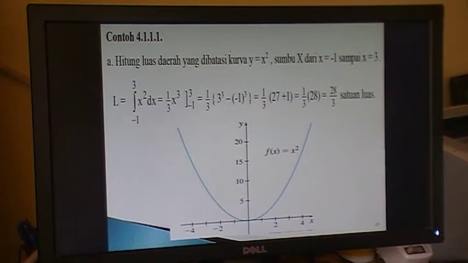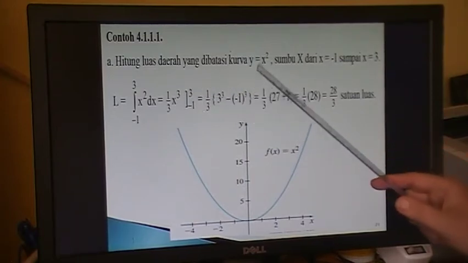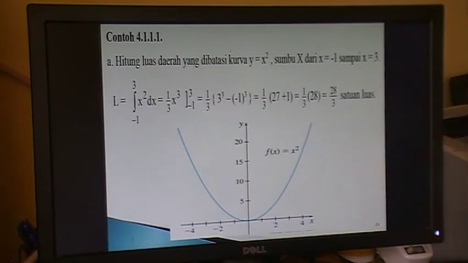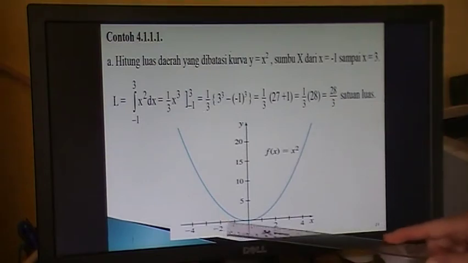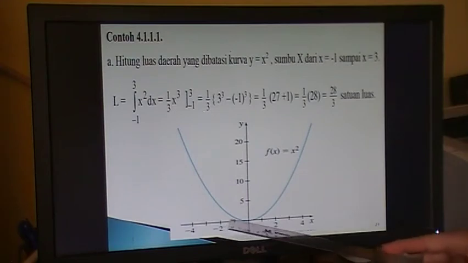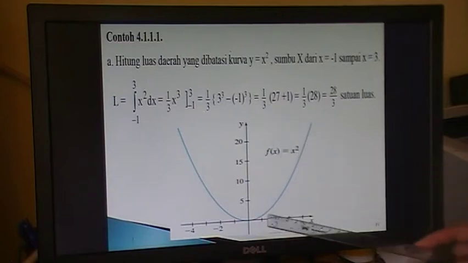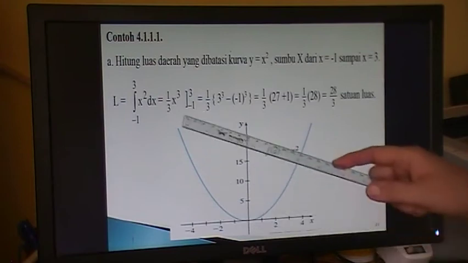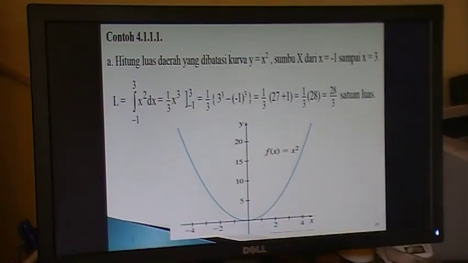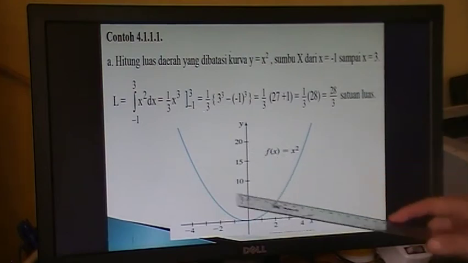For example, if we want to find the area restricted by the function f(x) equal to x squared between minus 1 and 3. As you see here in the picture, the function f(x) equal to x squared is all non-negative. So we do not need to take the absolute value because it is already positive.